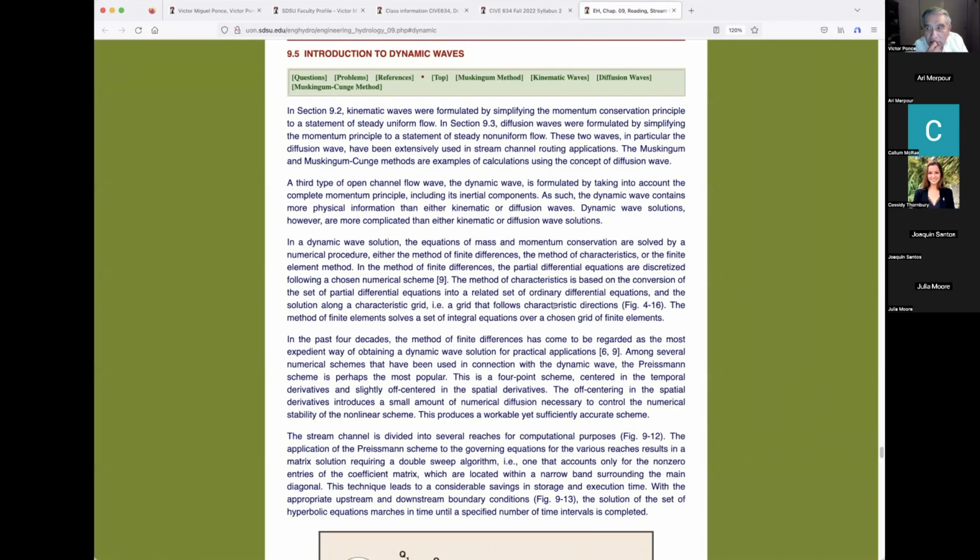We have already covered kinematic waves. We have already covered diffusion waves. And now today we're going to cover dynamic waves. What's the difference? We already know the difference, but let me reiterate. Kinematic waves do not attenuate. Are there kinematic waves out there in nature? The answer is yes. A lot of flood waves are kinematic. They don't attenuate. That's why they are flood waves.